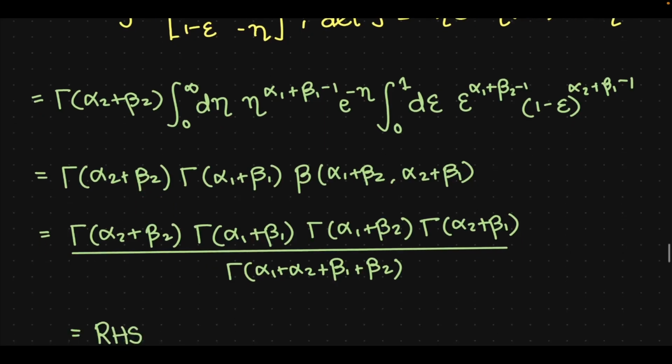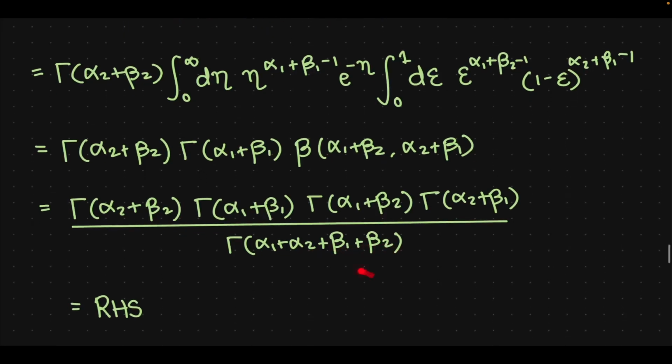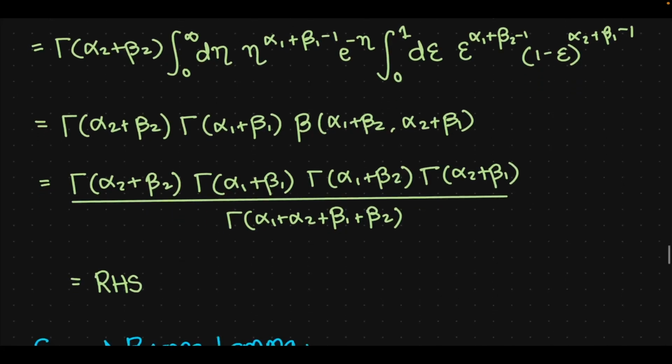We can combine everything and write the beta in terms of the gamma functions using the famous relation. Gamma of alpha 2 plus beta 2, gamma of alpha 1 plus beta 1, gamma of alpha 1 plus beta 2, gamma of alpha 2 plus beta 1, all divided by gamma of alpha 1 plus alpha 2 plus beta 1 plus beta 2, which is precisely the right hand side of the first Barnes lemma. And I shall end this video here.